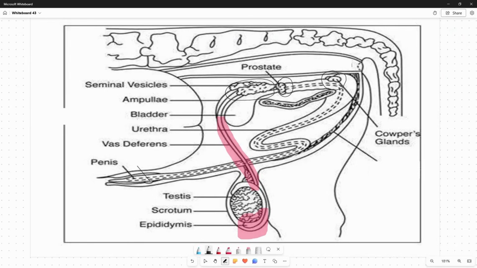And then you've got the last part, which is the penis. So your penis will serve as your mating organ for reproduction.